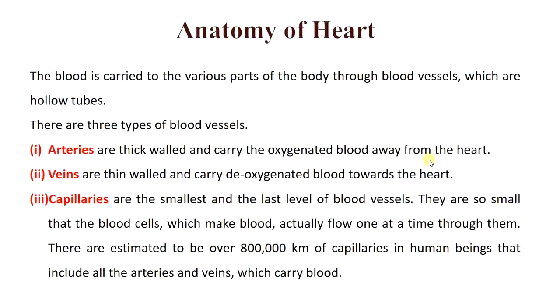Capillaries are the smallest and the last level of blood vessels. They are so small that the blood cells which make up blood actually flow one at a time through them. There are estimated to be over 8 lakh kilometers of capillaries in a human being, including all the arteries and veins which carry the blood. So this is the structure of the human heart.